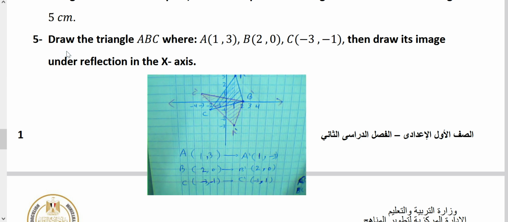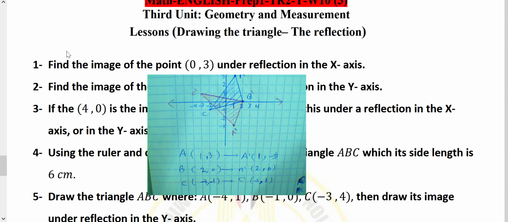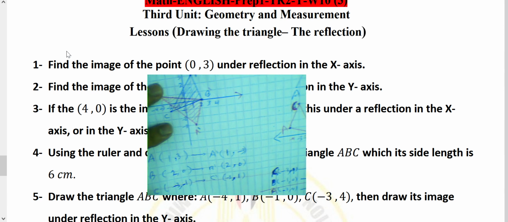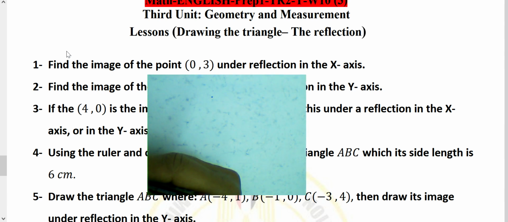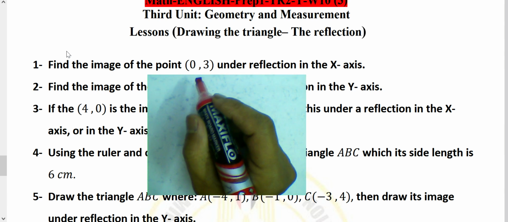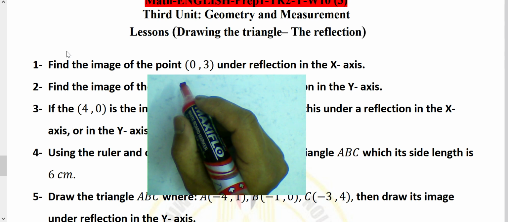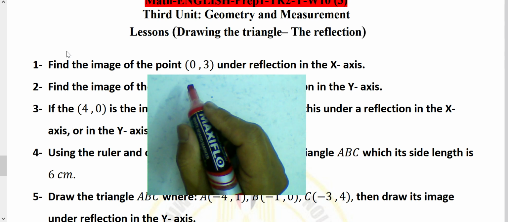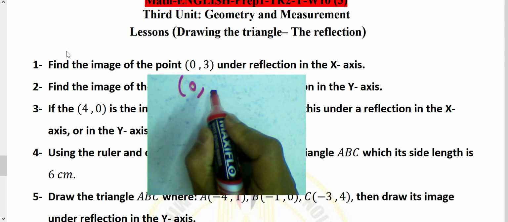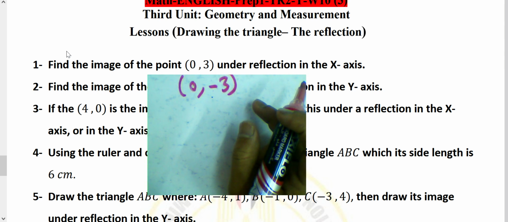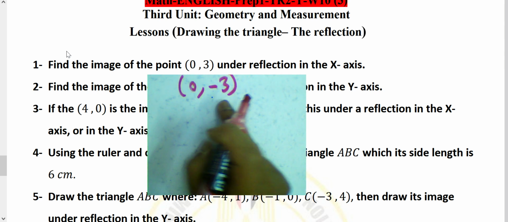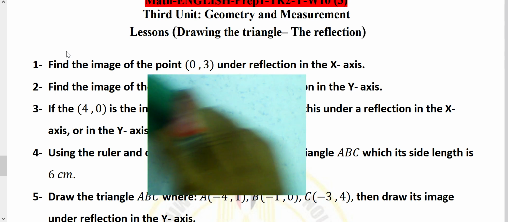Okay. Next question. Find the image of the point under reflection in x-axis. We must put x and change the sign of y. This point 0 and 3 lies on the y-axis. Find the image of the point 0 and 3 on the reflection in x-axis. We must put x and change the sign of y. Then the result will be 0 and -3.